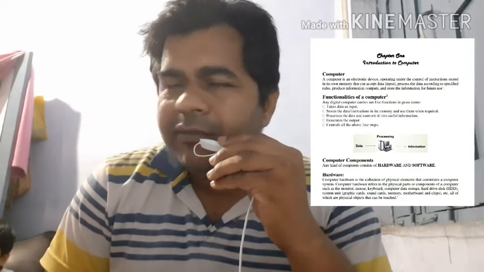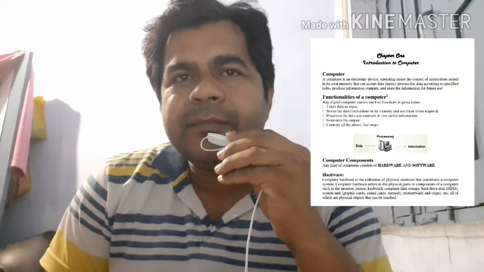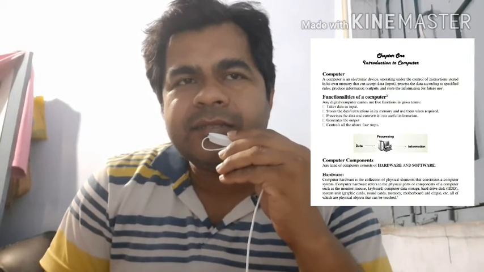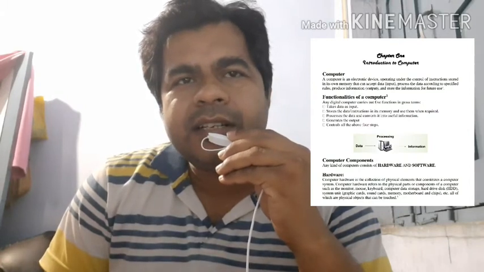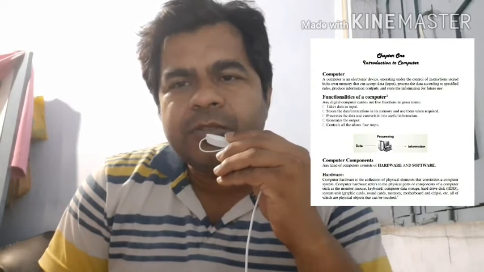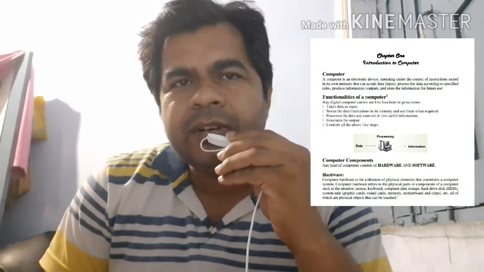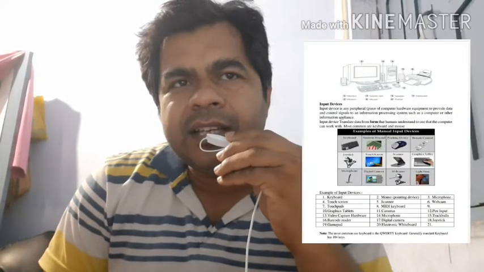Now I will discuss the functionalities of a computer. Any digital computer performs five functions in gross terms. Basically, it takes input, stores the data, processes the data, generates the output, and also controls all the four steps. So we have discussed what a computer is.